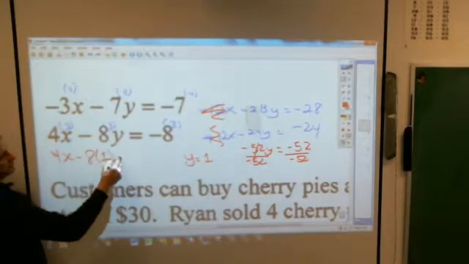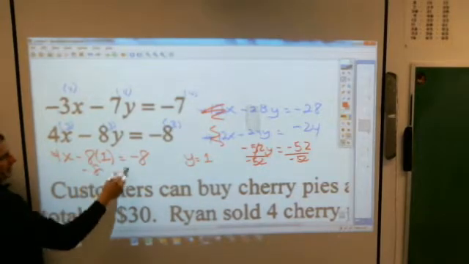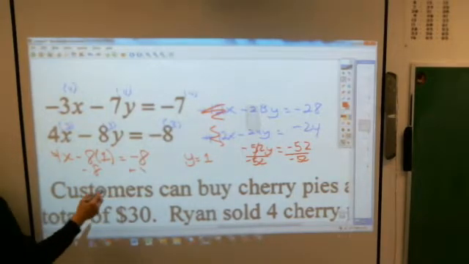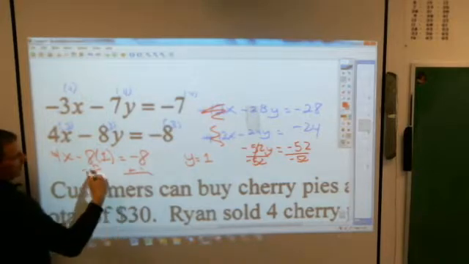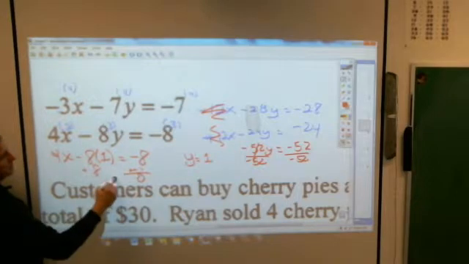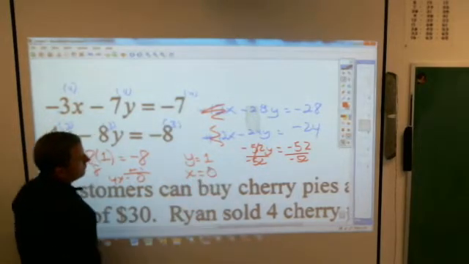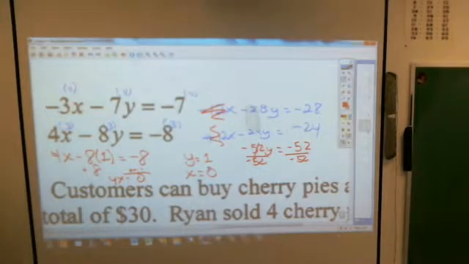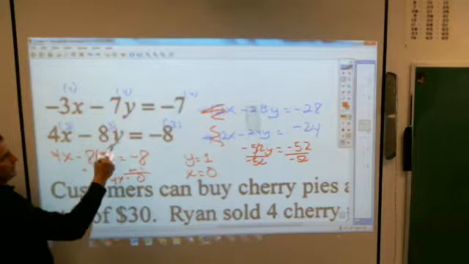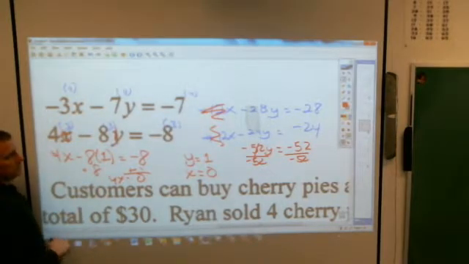8 times 1. Negative 8, I add 8 to that. Oh look, x must be 0 because when I subtract 8 from 8 to negative 8, I get 0. Did I get that one right? X equals 0. By the way, you can always see if you got your answers right by plugging these things in. If I put a 1 in for y and a 0 in for x, this should be true.